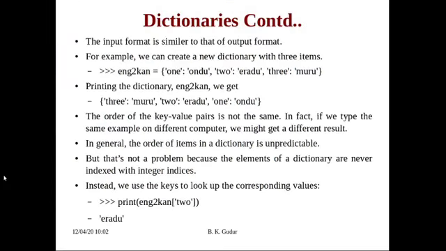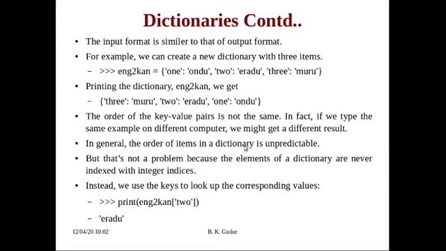So it doesn't matter. Here, this is 1 1 2 2 3 3, this is how we have assigned, whereas here we are getting 3 3 2 1 1, means the order in which key value pairs appear may not be predicted. Okay, the order of key value pairs is not the same. In fact, if we type the same example on a different computer, we might get a different result. In general, the order of items in a dictionary is unpredictable.